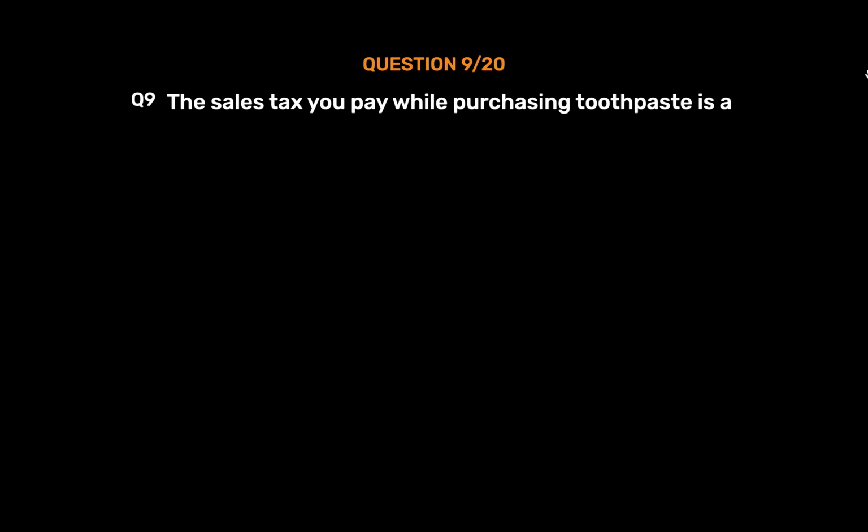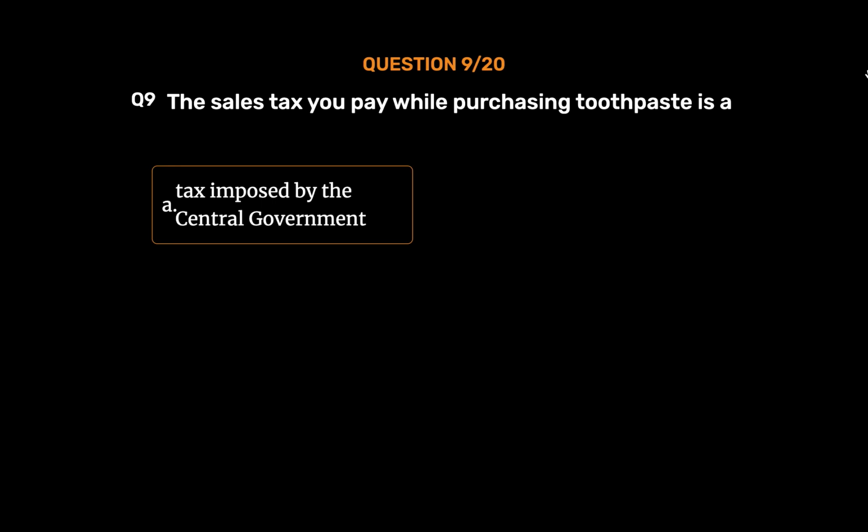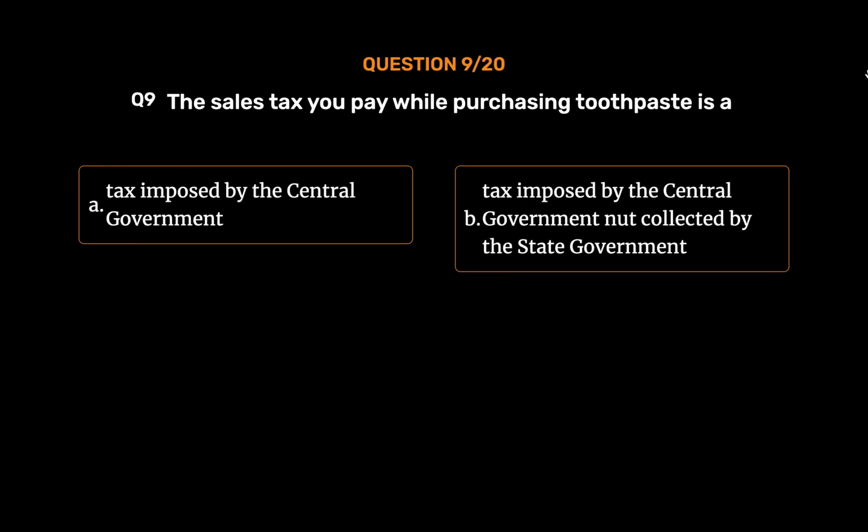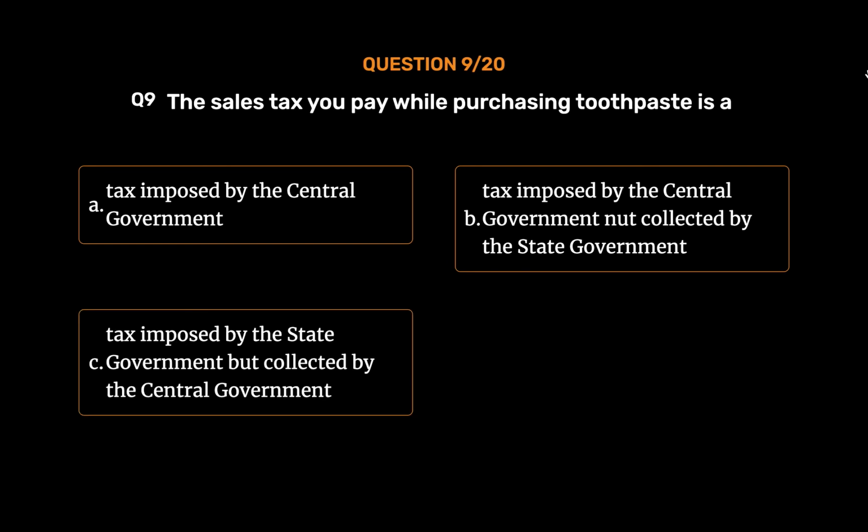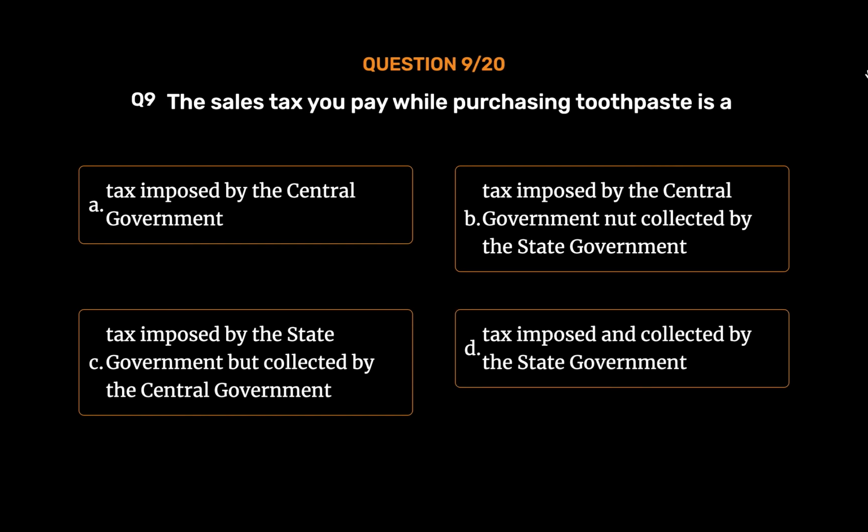Question number 9. The sales tax you pay while purchasing toothpaste is A. Option A, tax imposed by the central government. Option B, tax imposed by the central government not collected by the state government. Option C, tax imposed by the state government but collected by the central government. Option D, tax imposed and collected by the state government. The correct answer is option D. Tax imposed and collected by the state government.